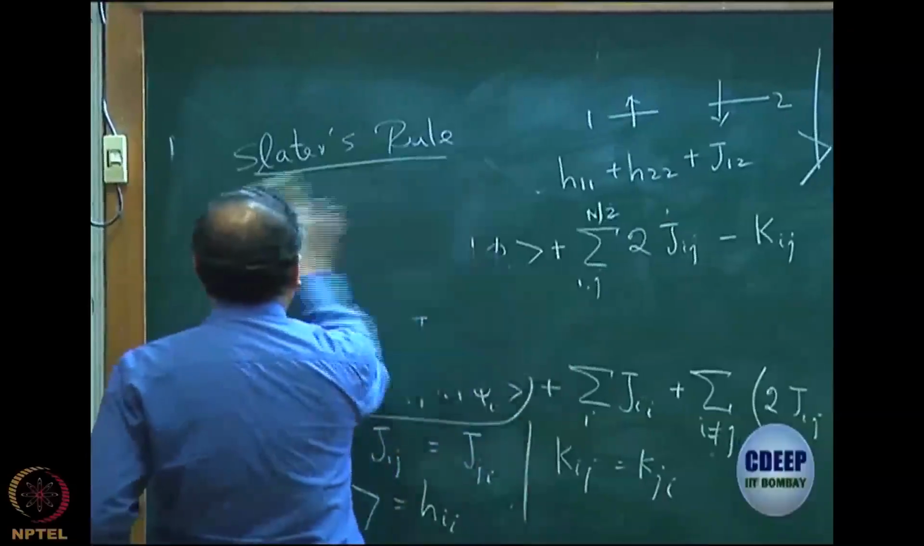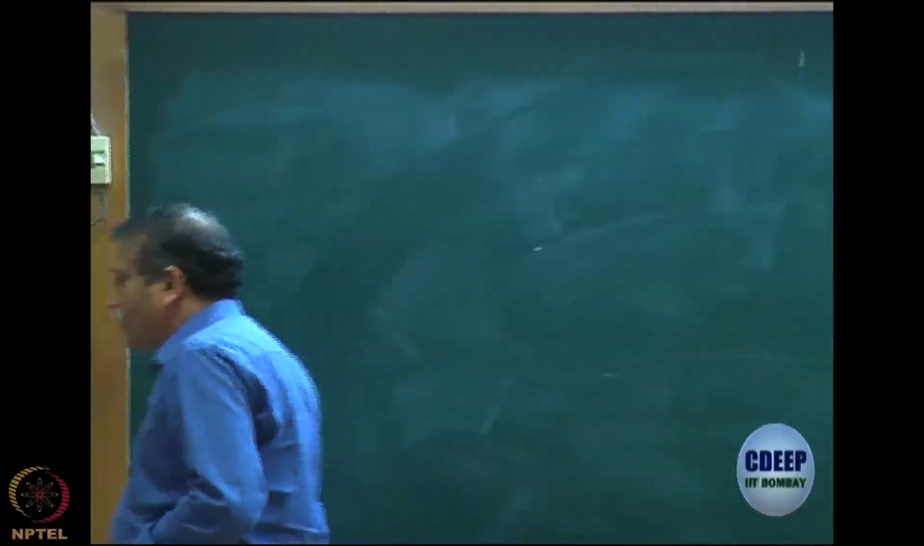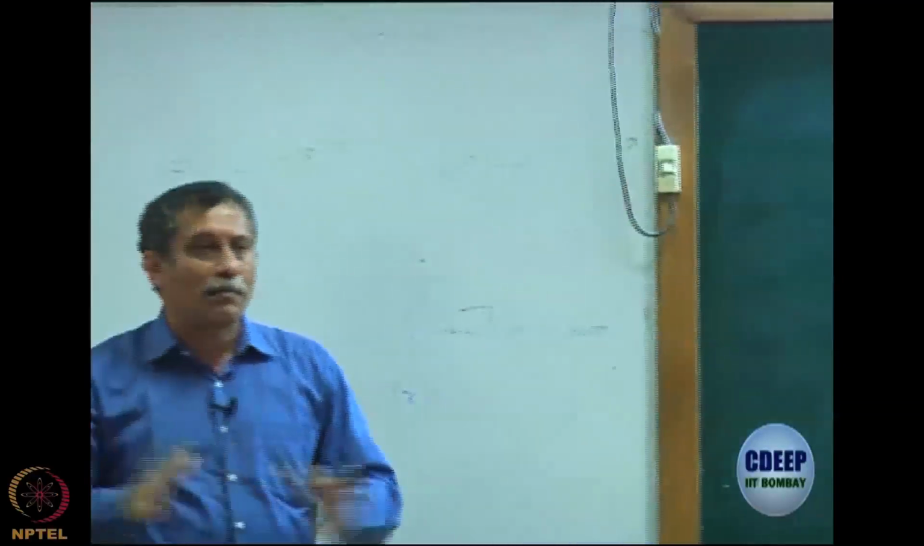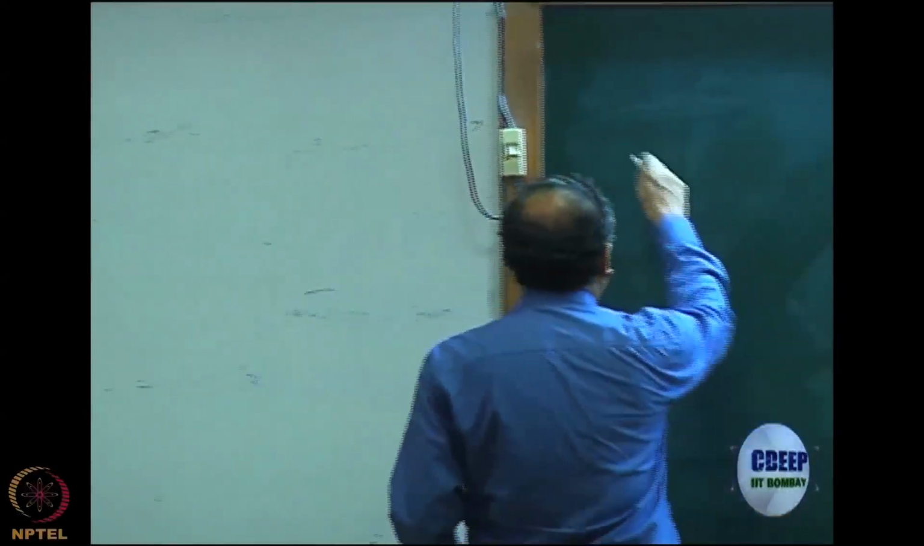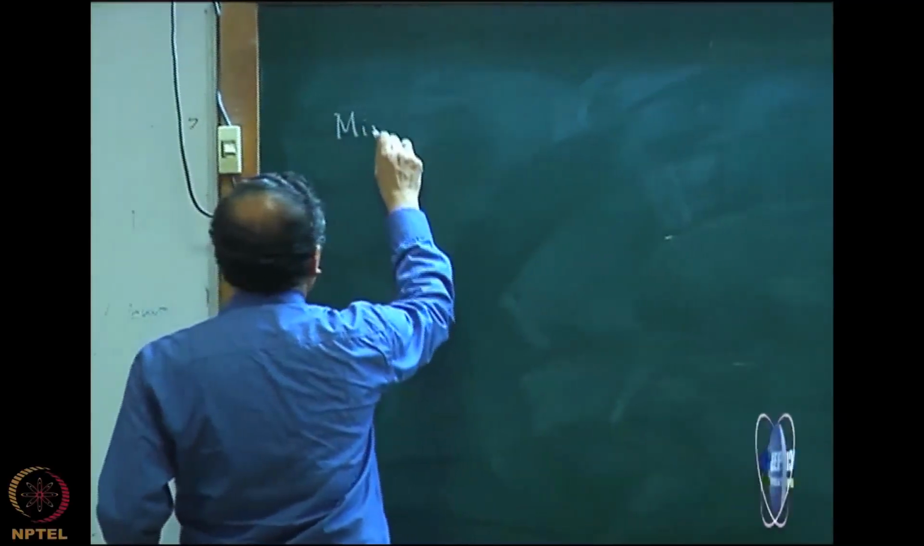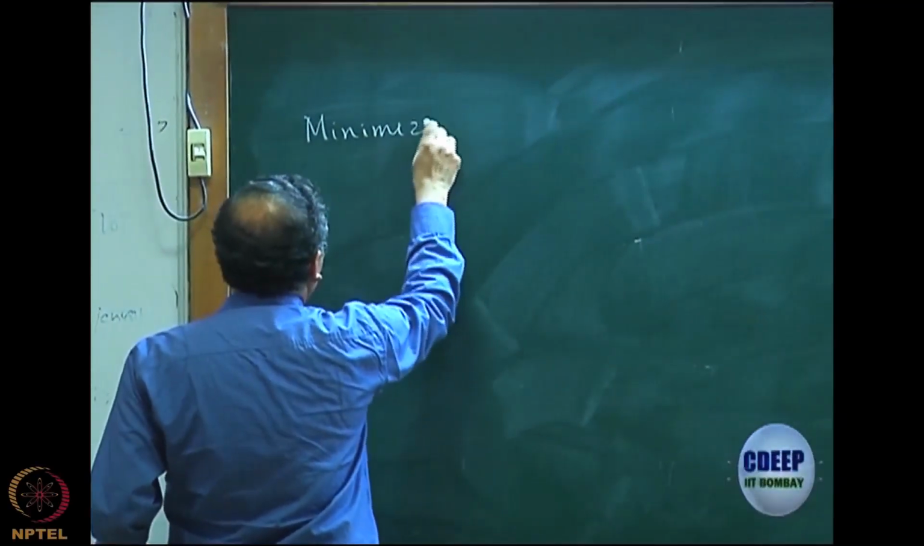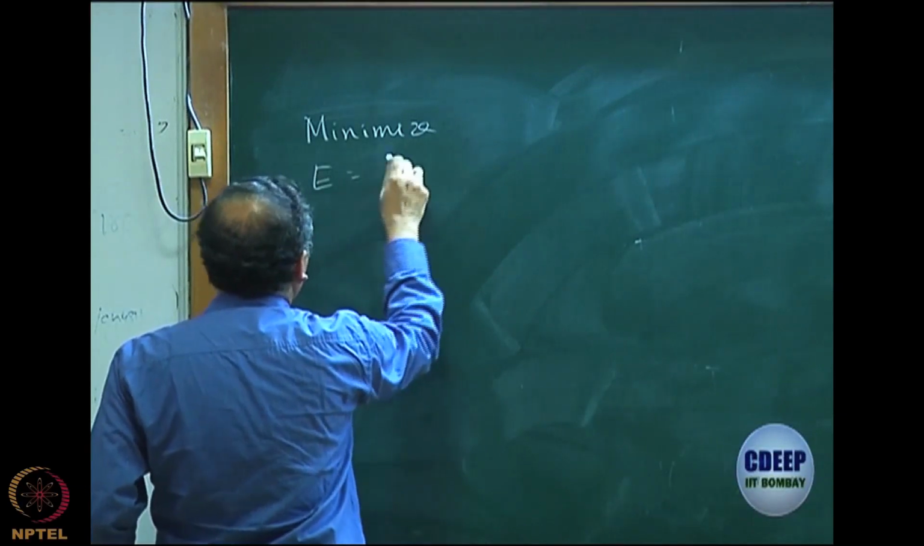So let me go back to the Hartree-Fock. Now, I go back for the general Hartree-Fock. We don't talk of closed shell, open shell. So I go back to spin orbitals. So I write again the problem: minimize energy. Now I write, minimize E equal to, what is E?